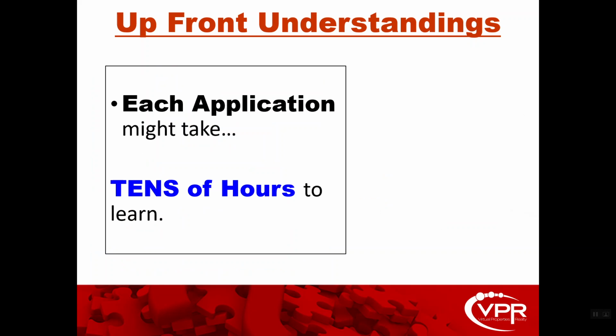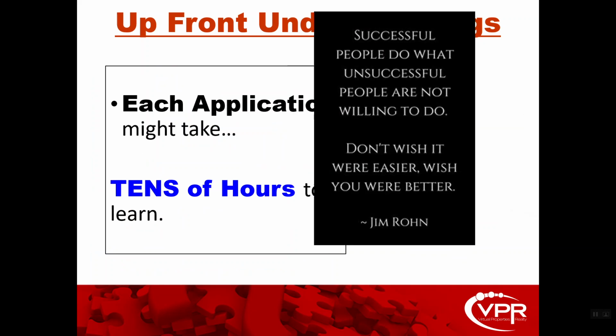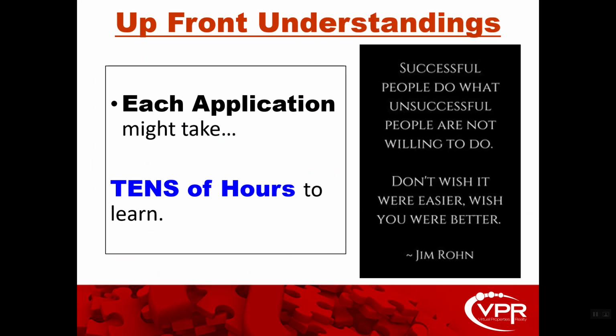It takes tens of hours on some of these applications to do. Some of them are not. Some of them are pretty easy, but some of them may even take 50 to 100 hours. So Jim Rohn always says successful people don't do what unsuccessful people are not willing to do. Now, that's basically the definition of a successful person. They're willing to do what unsuccessful people are not willing to do.